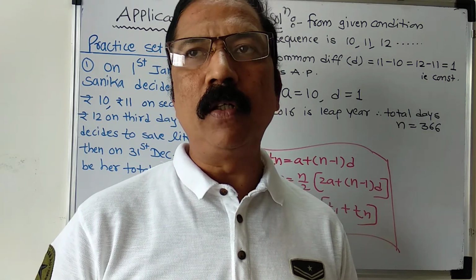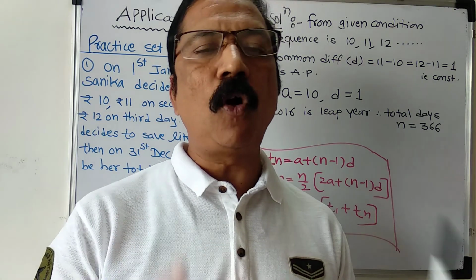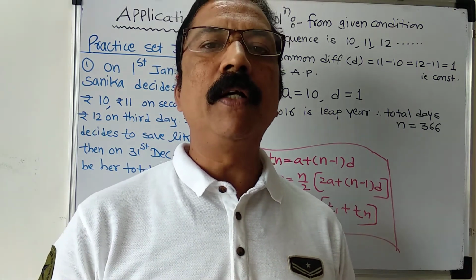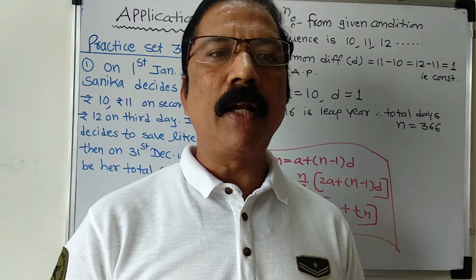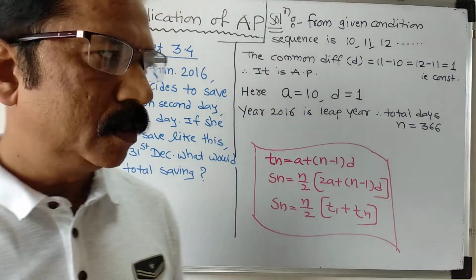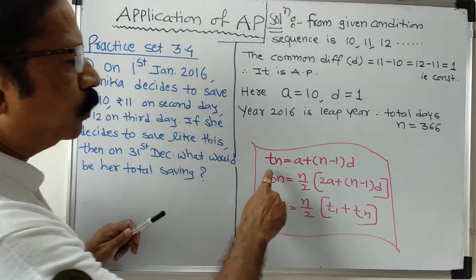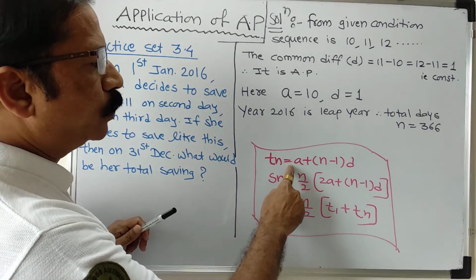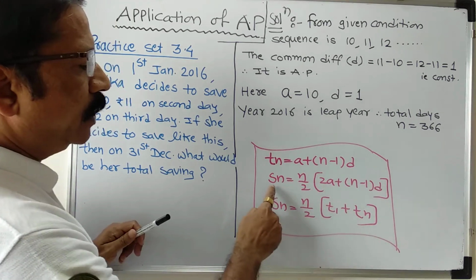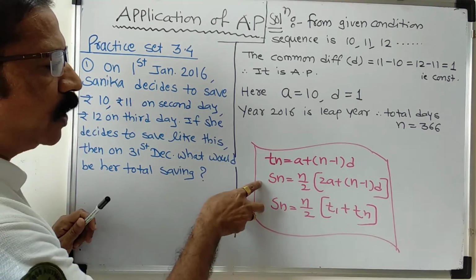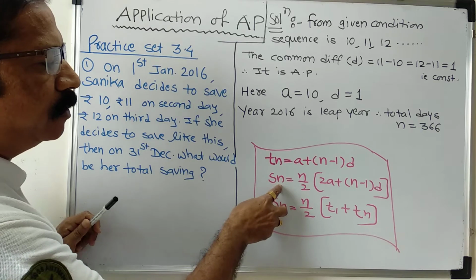From chapter arithmetic progression, last time we learned the formulas of Tn and Sn, and today we are going to learn how to apply those formulas to solve our day-to-day life problems, that is, application of arithmetic progression. See, in the last lecture we learned the formula Tn is equal to a plus n minus 1 into d. Then we learned two formulas for Sn, the sum of n terms.